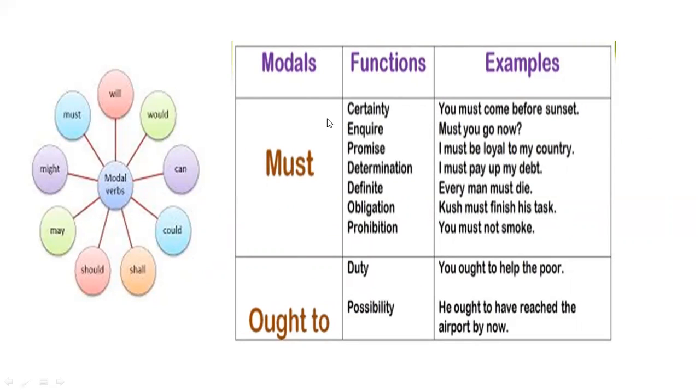Must. What are the functions of must? Certainty, inquiry, promise, determination, obligation, and prohibition. Example: You must come before sunset. It is a certainty. Then, must you go now? I must be loyal to my country. I must pay up my debt. Every man must die. Push must finish his task. You must not smoke. Then ought to can be used as a duty as well as in possibility. Example: You ought to help the poor. He ought to have reached the airport by now.